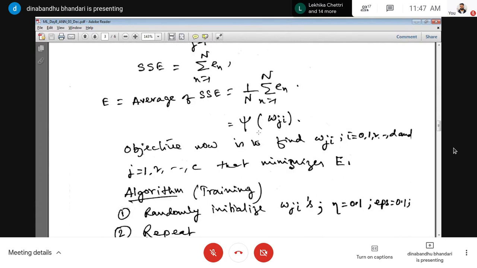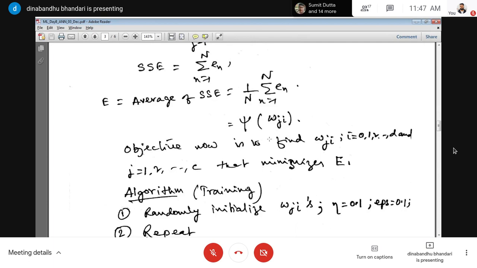So objective now is to find Wji that would minimize this error. Like in regression, we calculated the error, which is a function of those parameters, A, B, W0, W1 up to WD, whatever it is. So this is a function of Wji, and we can just modify that.